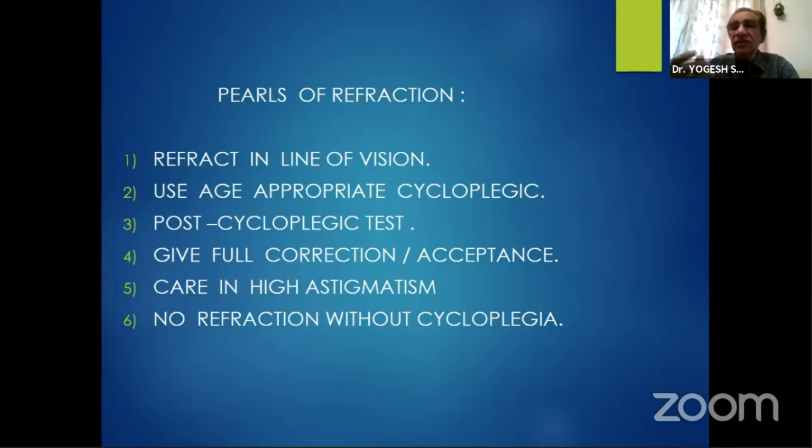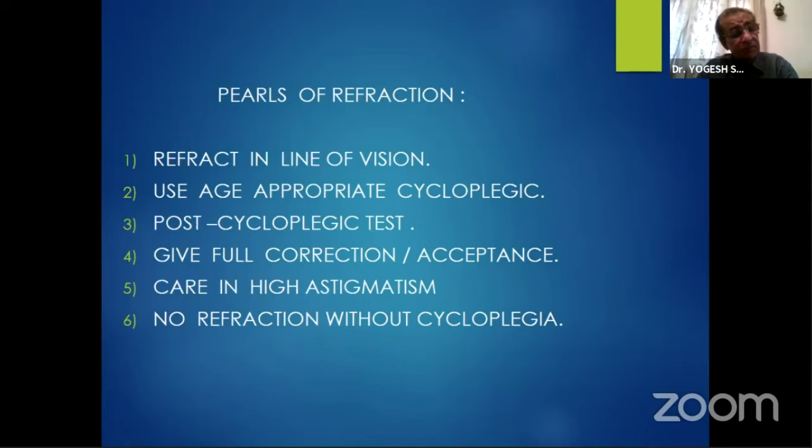There is always a disparity in each of the readings, or if there is a difference between what you have found out in the refraction and the post-cycloplegic refraction test which you do, then you must always again do the refraction with a higher cycloplegic drug. Now, give full correction and acceptance in a child.